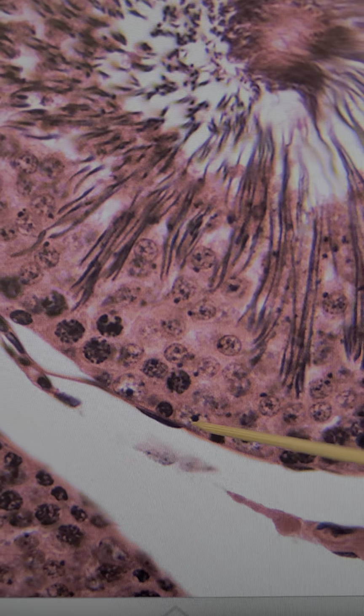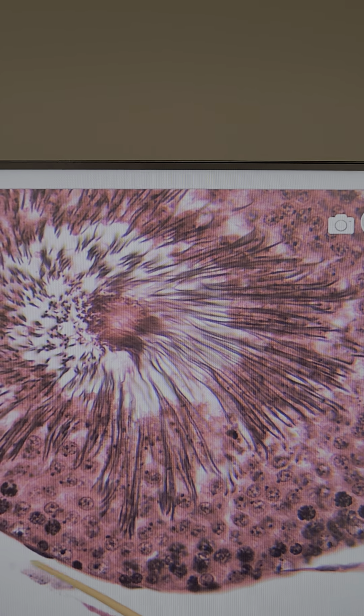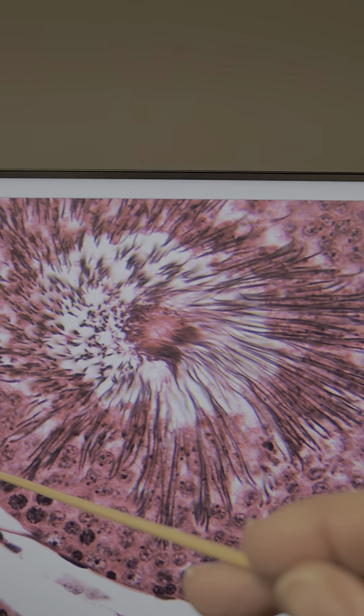That myoid cell is a muscle cell that actually helps to push the spermatids towards the straight tubules and the rete testis, and then the epididymis, where sperm mature. Sperm are produced in the testes, they mature in the epididymis. And so we can see that little myoid cell there, and then we have our spermatogonia here.